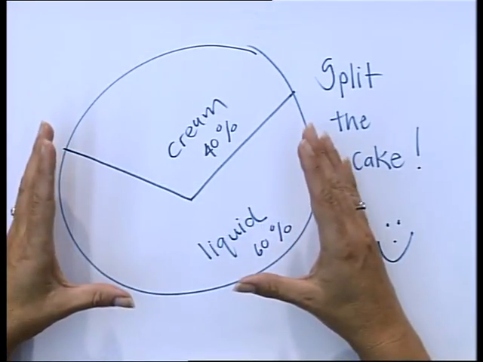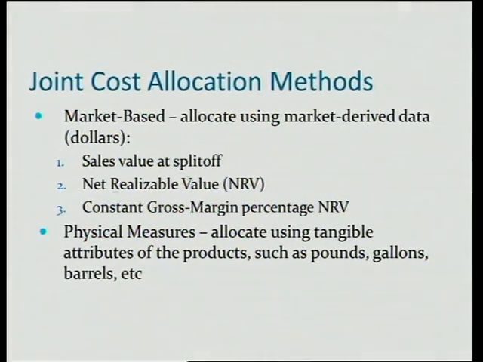And that would be one of the bases. So in all of these, when we look back to the slides, we are looking at how we are splitting the cake. So is the cake the sales values, or is the cake the net realizable values, or is it constant gross margin percentage? So these are different cakes that I can split, and I can choose which one I use depending on the kind of industry I'm in and what is reasonable to use. And then lastly, the physical measures is the one that everyone comes up with. Allocate using tangible attributes such as the pounds, gallons, how many barrels when we're speaking about wine, very relevant to Stellenbosch. We will probably be measuring them in barrels.